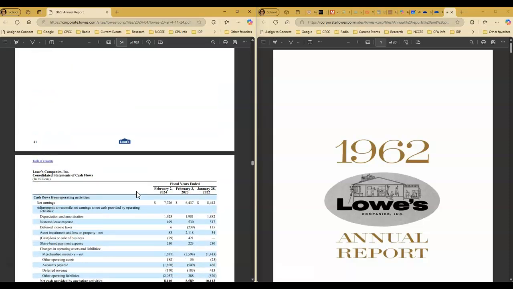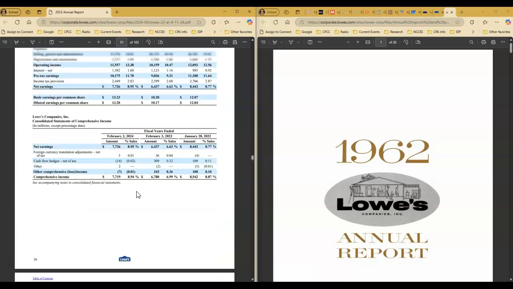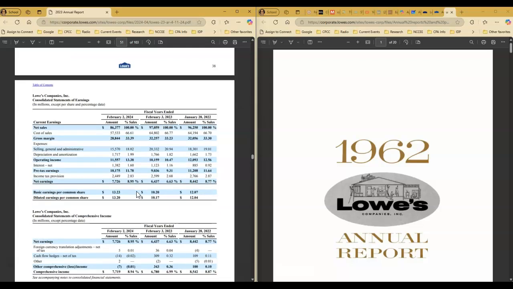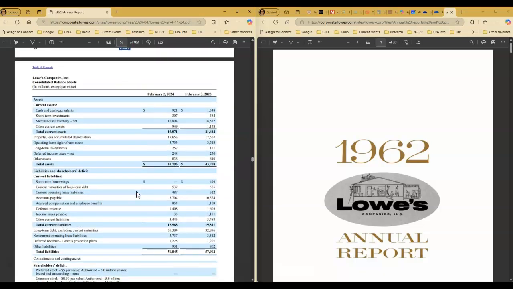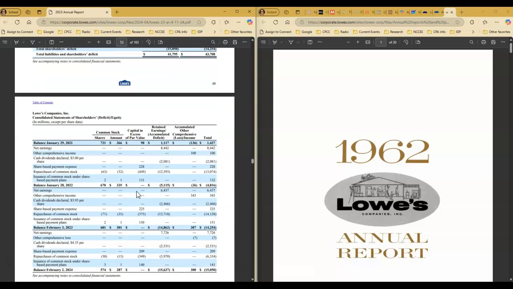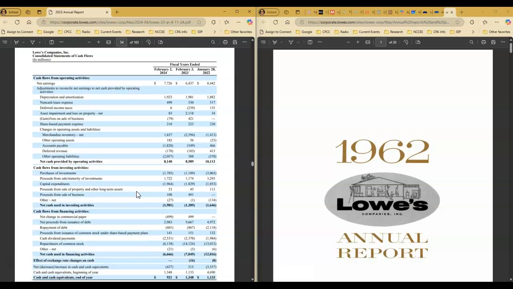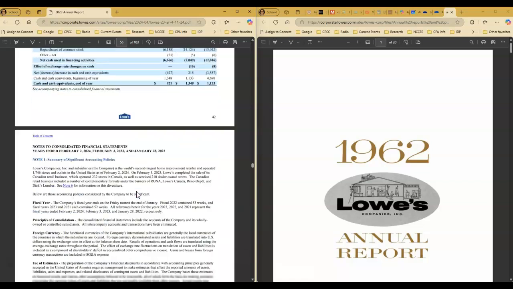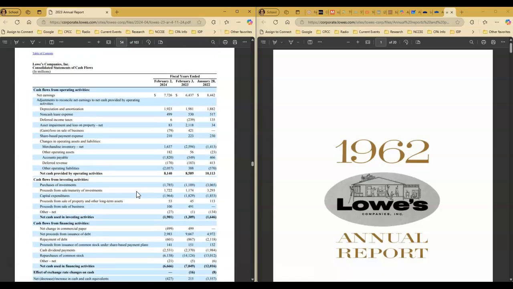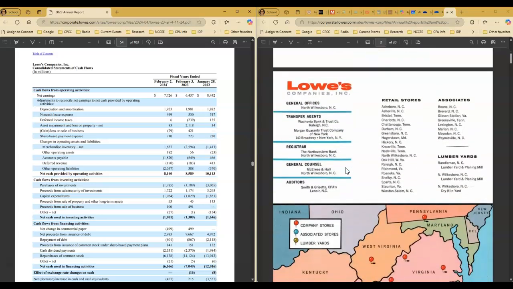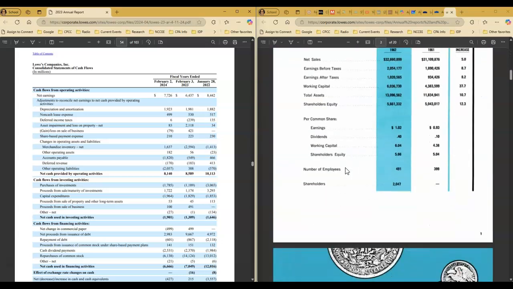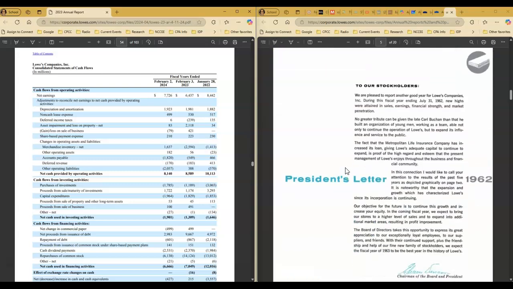Okay? So I want you to notice that out of those 103 pages, there's really 1, income statement, 2, balance sheet, 3, statement of equity, and 4, statement of cash flows. There's only 4 pages of numbers out of those 103. Okay? Now, look at 1962. Okay? 1962, I think the pictures are just hysterical.